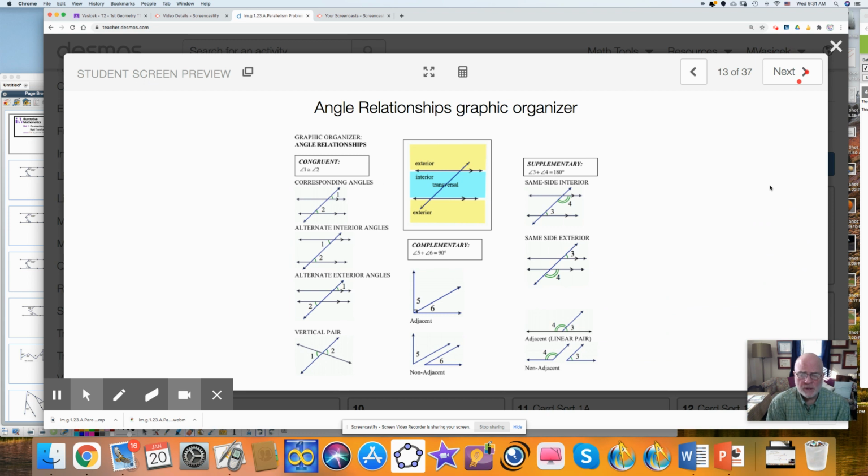This is a graphic organizer that I've prepared. It shows not only the names of the relationships, corresponding, alternate interior, alternate exterior, vertical pair, but it shows the actual relationship. So these are congruent. Their measures are equal. And these are supplementary. Their measures sum to 180. And these are complementary. Their measures sum to 90. And when we're dealing with parallel lines, that's usually the relationship. It's either they're equal, they sum to 180, or they sum to 90.